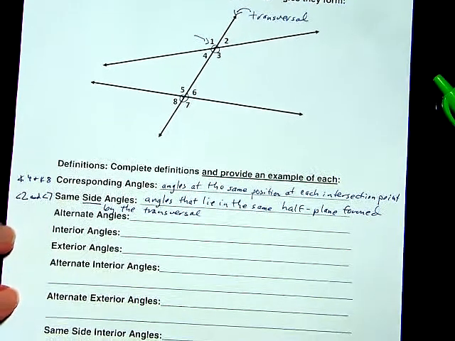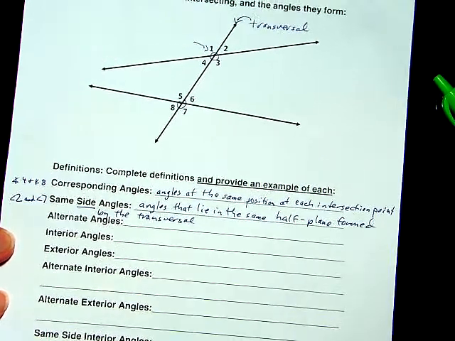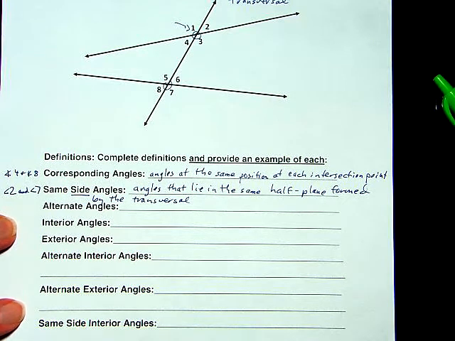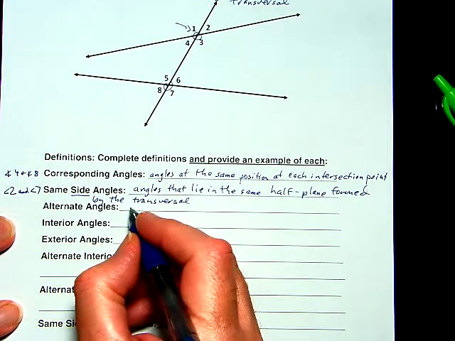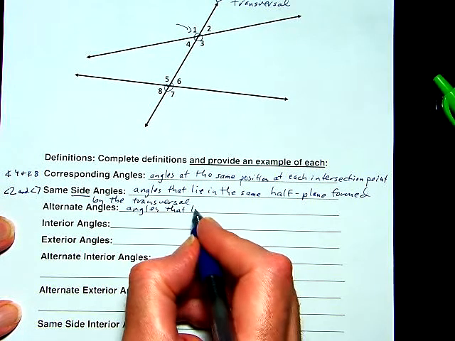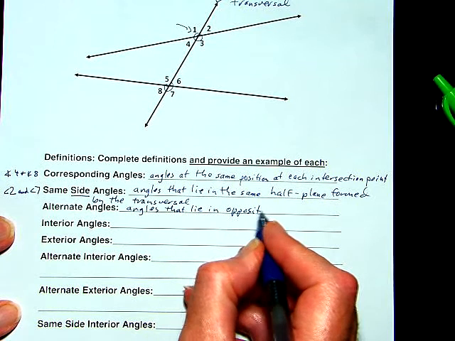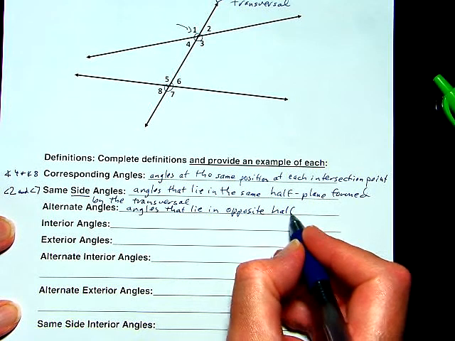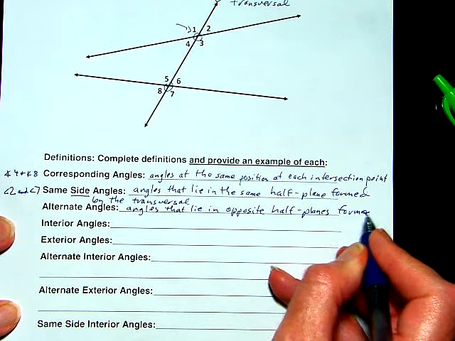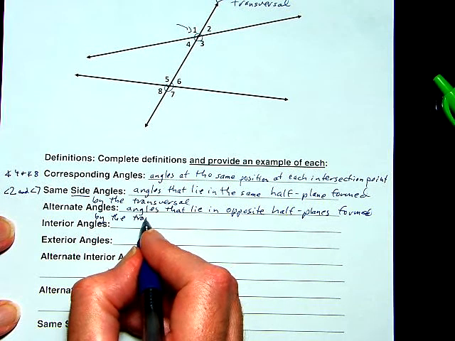So alternate angles, which is the next definition down here, are actually the opposite of same-side angles. Okay, so alternate angles are angles that lie in opposite half planes formed by the transversal.